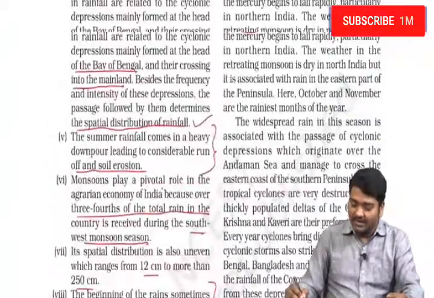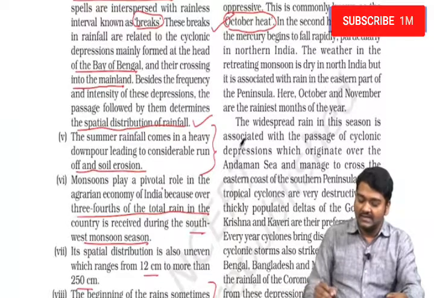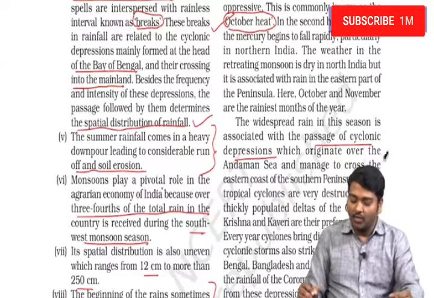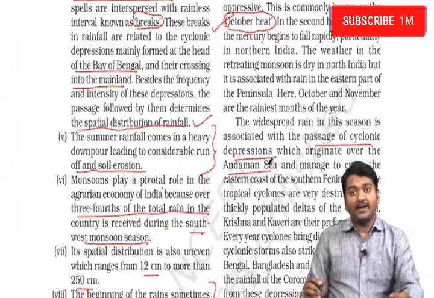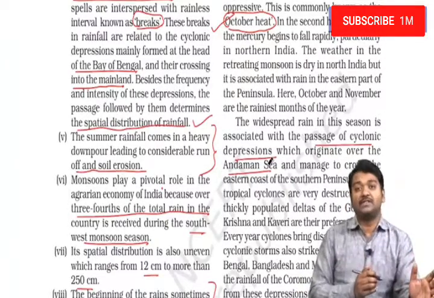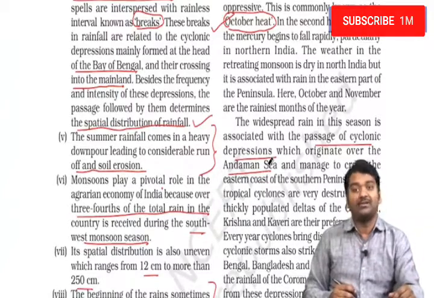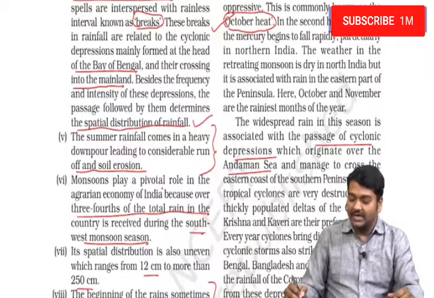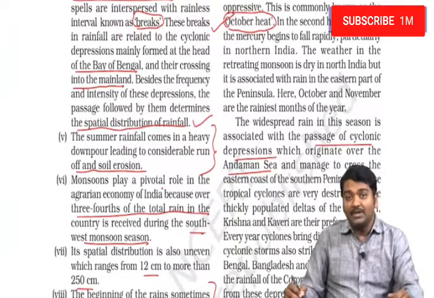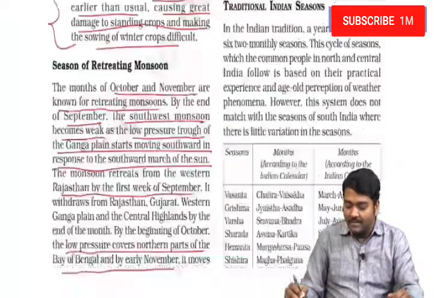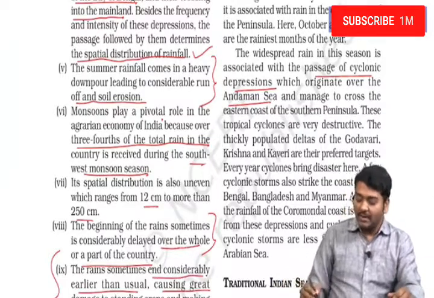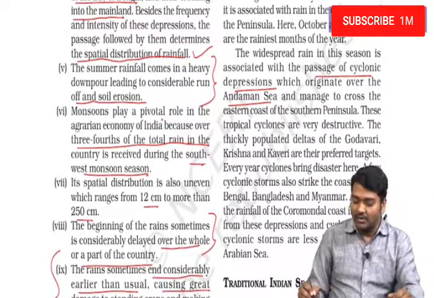And then we need to understand widespread rain in this season is associated with the passage of the cyclonic depressions which originate over the Andaman Sea, and it is brought from the Andaman Sea towards India through the northeast trade winds which usually blow. The thickly populated deltas of Godavari and Krishna will usually be affected, as this brings heavy downpour and may affect the entire coast, right? A bulk of the rainfall of the Coromandel coast is actually derived from these depressions.